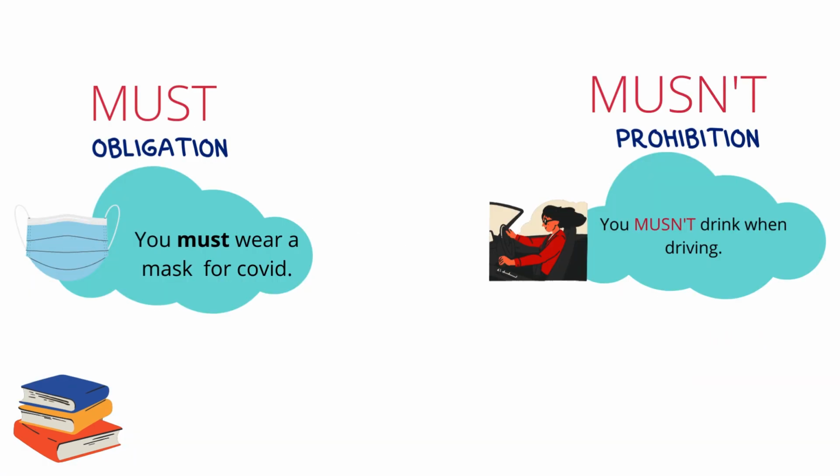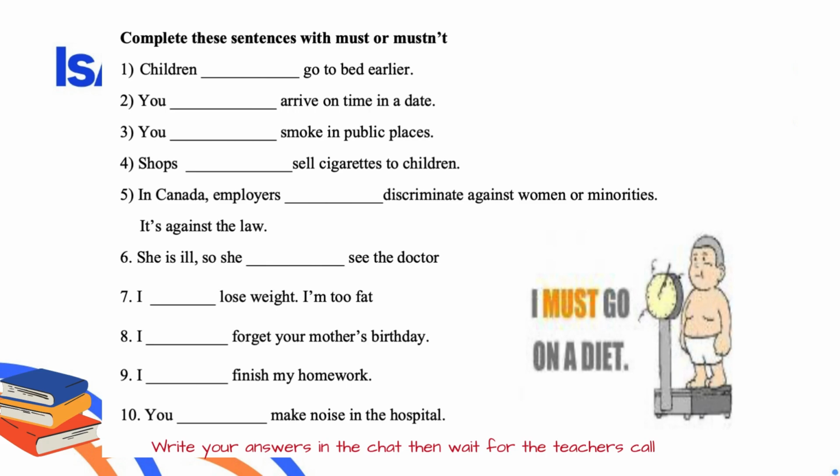Now let's continue with the next modal verb, must or mustn't. Must, positive form, expresses an obligation. For example, you must wear a mask because of the COVID virus. The negative form, mustn't, expresses a prohibition. For example, you mustn't drink when driving. Let's practice. Complete these sentences with must or mustn't. Pause the video to discover the answers.